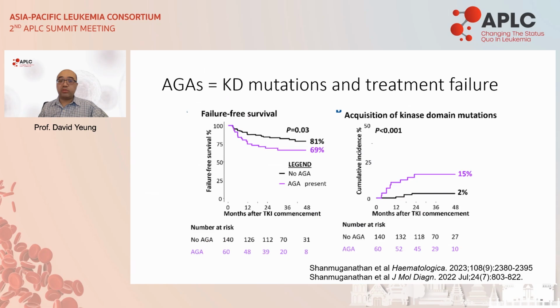This is work from Naranisha Muganathan from our laboratory in Adelaide, working with Sue Branford. She found very similar results, i.e., if patients have additional genomic abnormalities, in purple there, they have inferior failure-free survival compared to patients with no additional genomic abnormalities. And very interestingly, you can see that there is an increased rate of acquisition of kinase domain mutations for patients with additional genomic abnormalities at diagnosis.